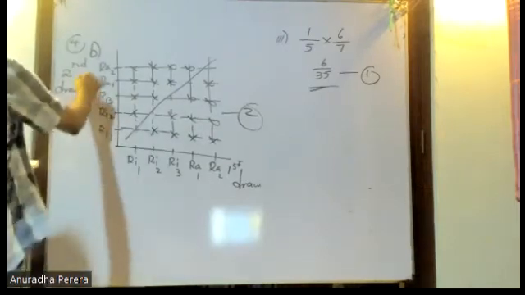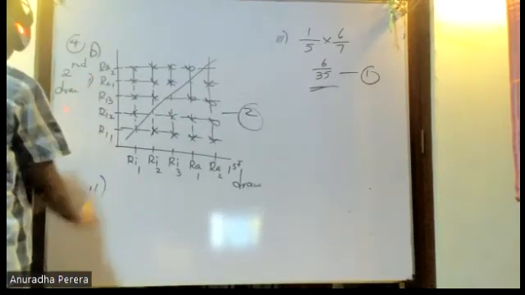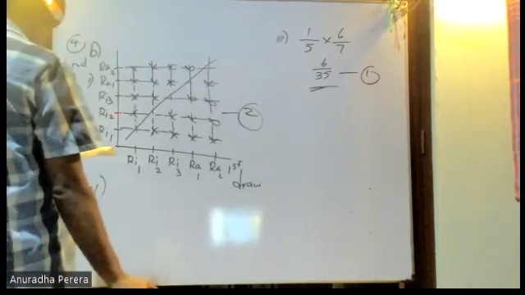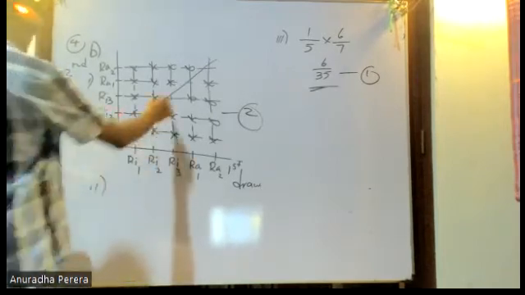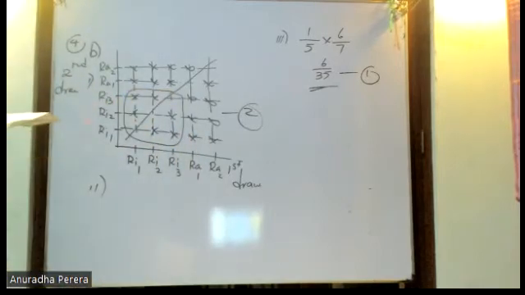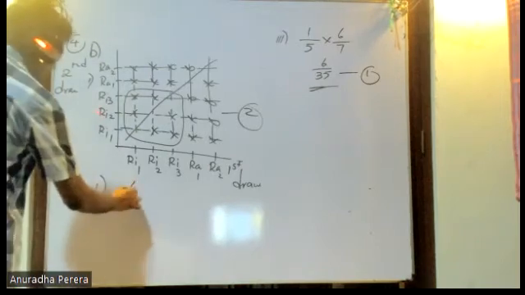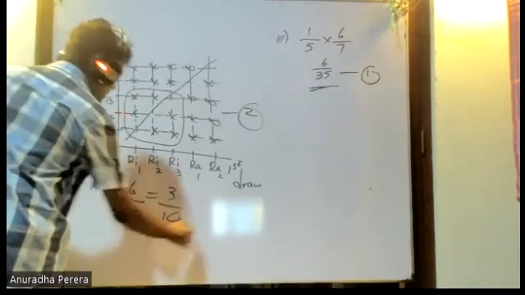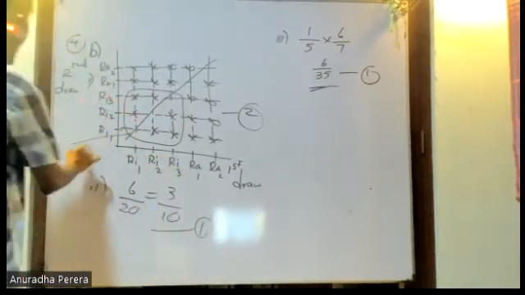Right. The second part in the grid, encircle the element of drawing 2 ripe mangoes. 2 ripe mangoes, this part, and find the probability. The probability is 6 over 20 or 3 over 10. To write this probability 1 mark and to circle 1 mark.